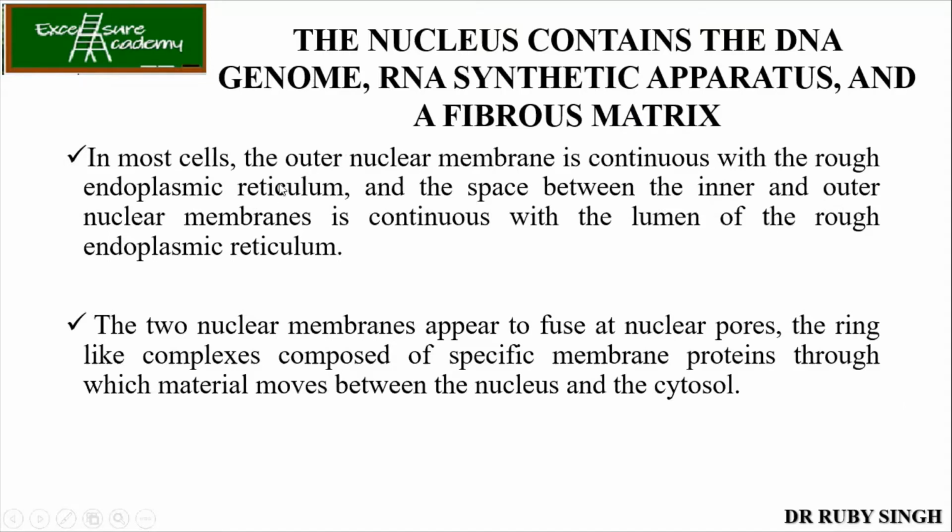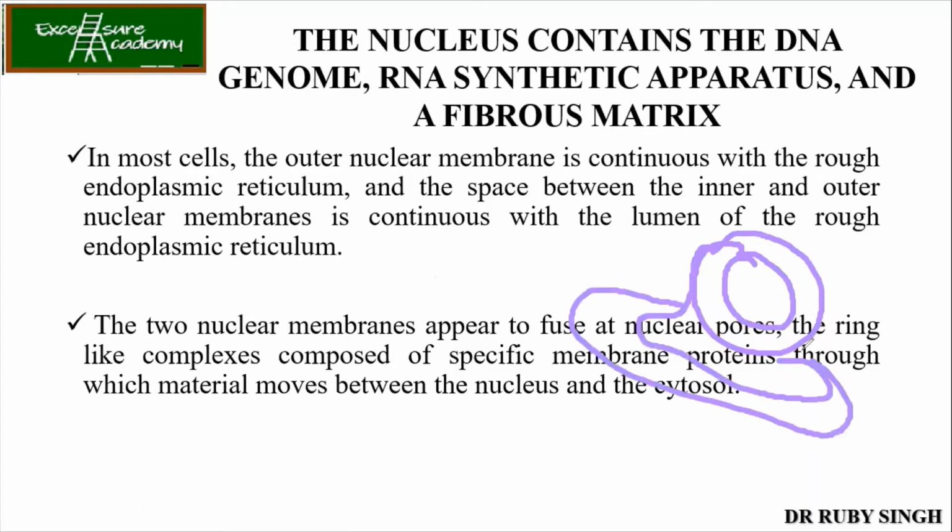Now, in most cells, the outer membrane is continuous with the rough ER. Yes, we have seen this in the last lecture also. And the space between the inner and outer membrane is continuous with the lumen of the rough ER. So what does it mean? It means that you have the nucleus over here. This is the inner and this is the outer, right? The outer is continuous with the ER. So the lumen between the inner and the outer membrane of the nucleus and the ER lumen, the composition is going to be the same.